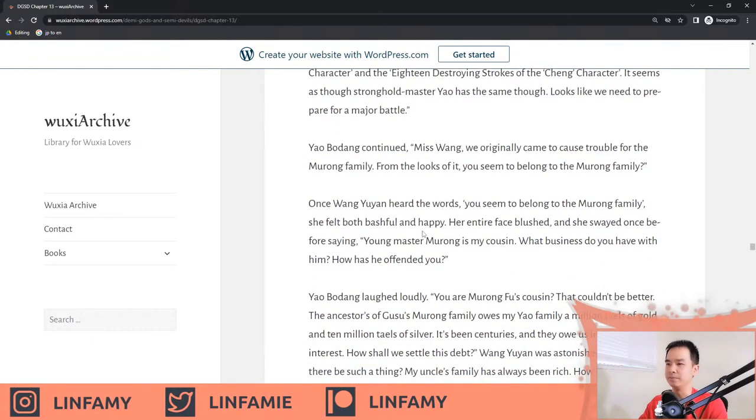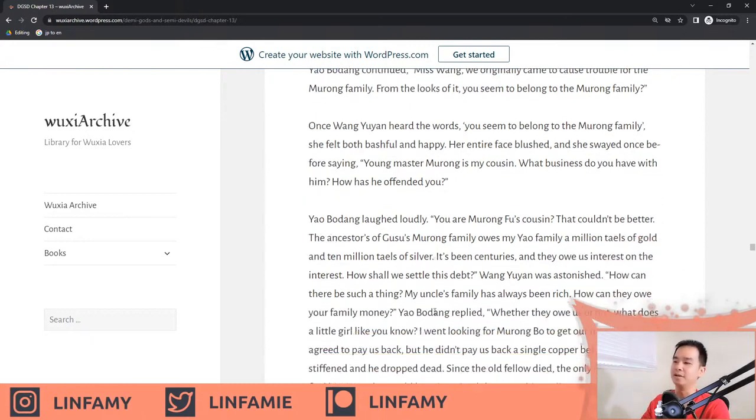Yao Bodang continued, "Miss Wang, we originally came to cause trouble for the Murong family. From the looks of it, you seem to belong to the Murong family." Once Wang Yuyan heard the words, you seem to belong to the Murong family, she felt both bashful and happy. Her entire face blushed, and she swayed once before saying, "Young Master Murong is my cousin. What business do you have with him? How has he offended you?"